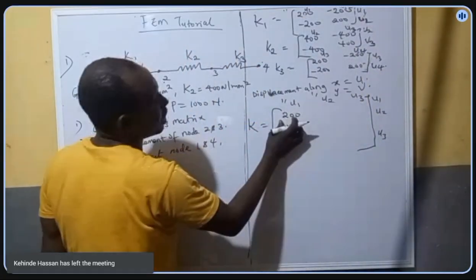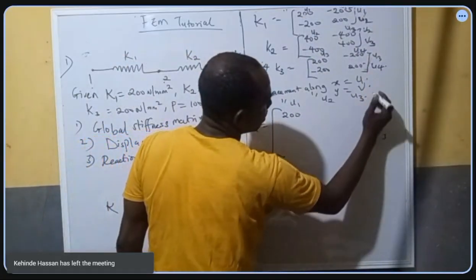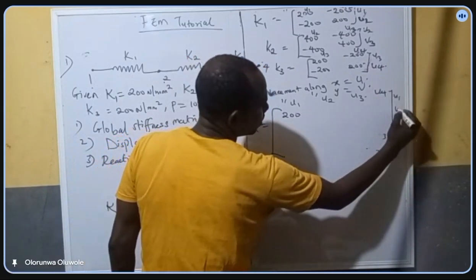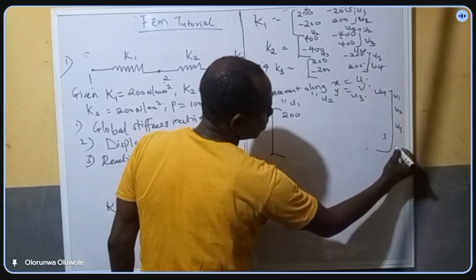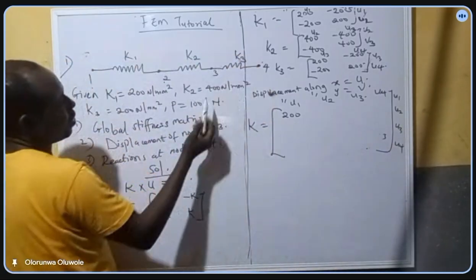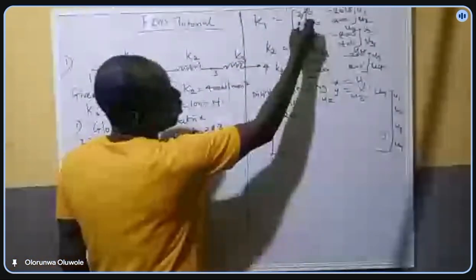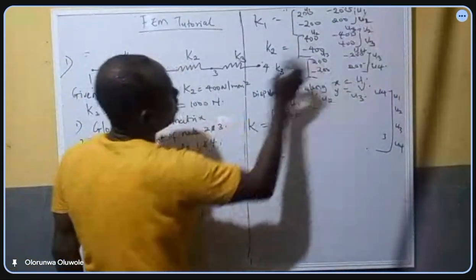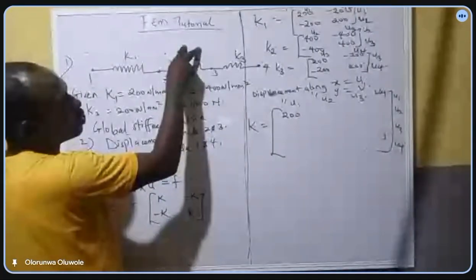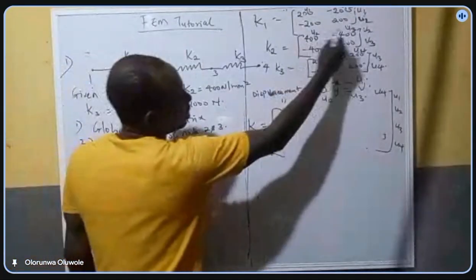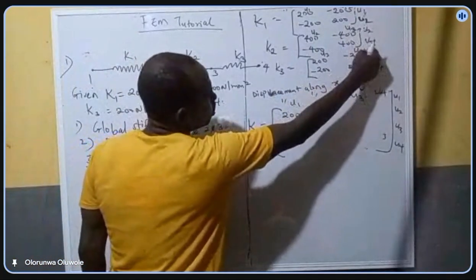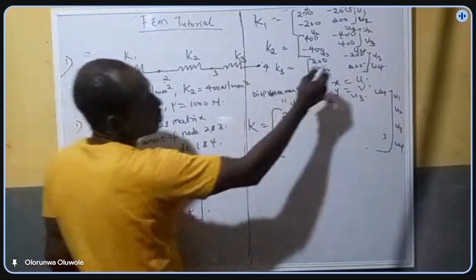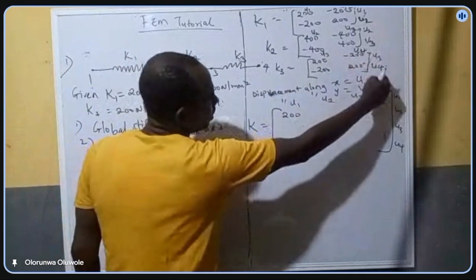U1, U1, 200. U1, U2, U3, U4. So node 1 is between node 1 and 2. That's why you're having U1, U2, U1, U2. Then K2 is between nodes 2 and 3. You're having U3, U2, U3, U2, U3. Then K3 is between node 3 and 4. You're having U3, U4, U3, U4.